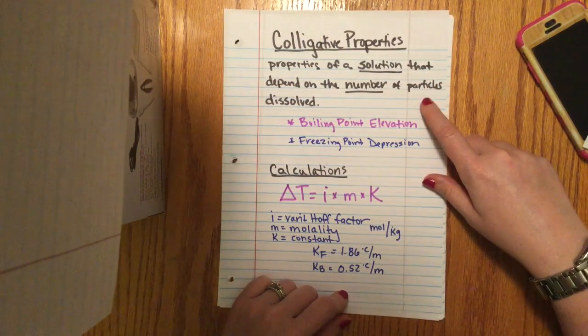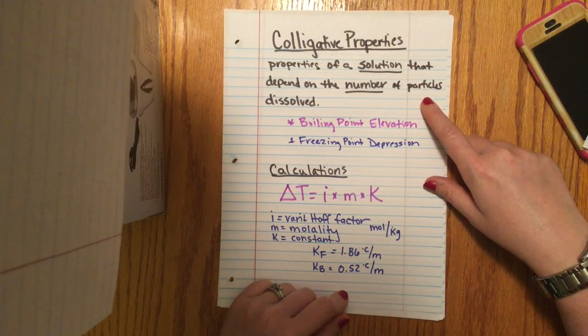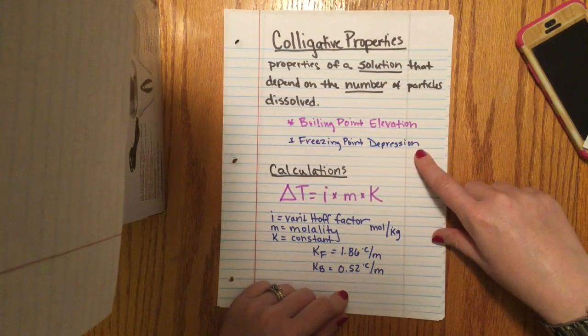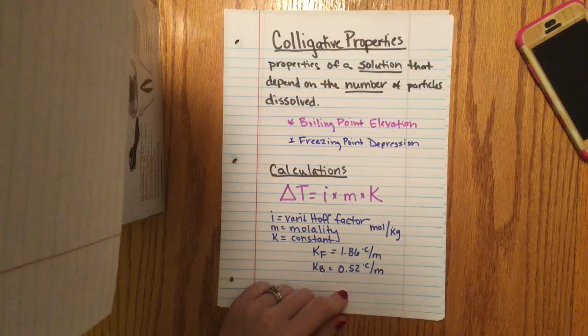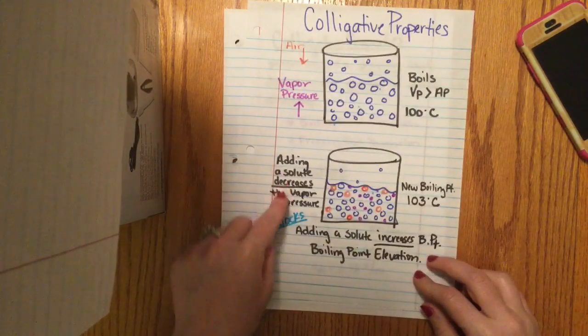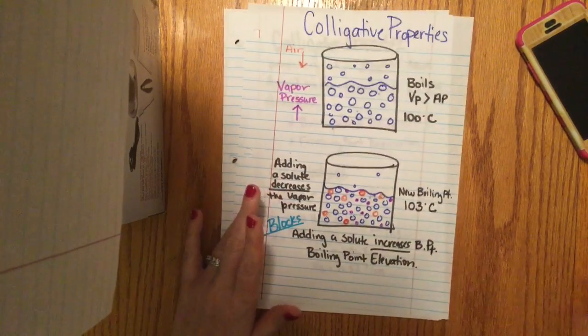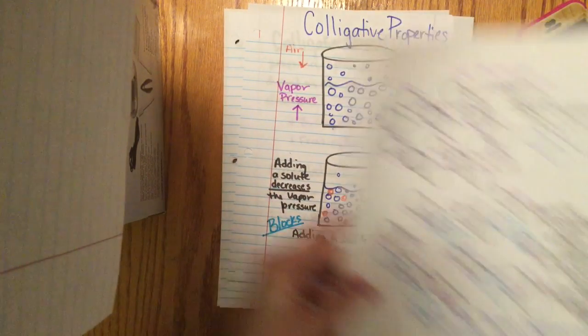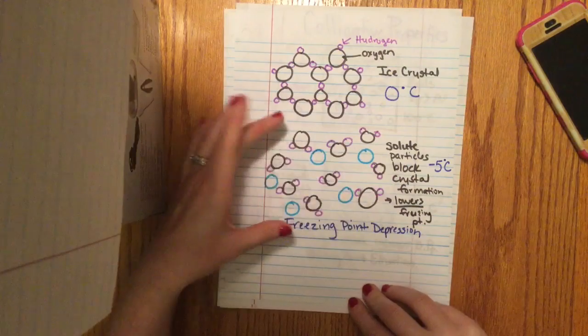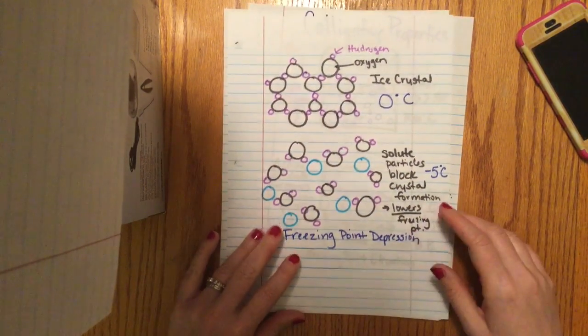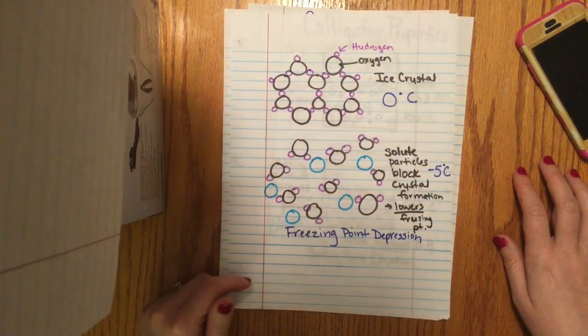So just kind of as a refresher, we know that colligative properties are properties of a solution that depend on the number of particles dissolved, and that will do 2 things. It will elevate the boiling point, and it'll depress or lower the freezing point. We know that the boiling point elevates because it's going to decrease the vapor pressure, blocking those water molecules from leaving, and it's going to depress the freezing point because we're going to have to drop the temperature even more to be able to get our water molecules to connect. That is colligative properties.